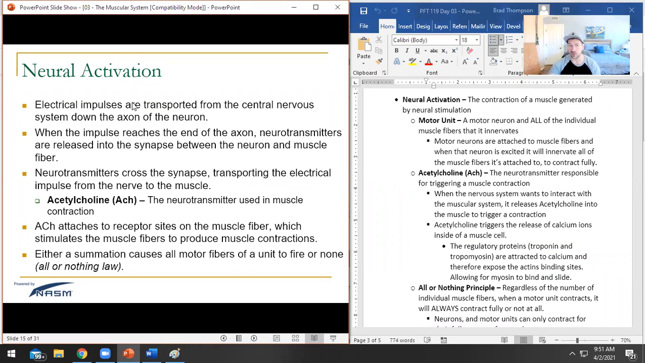But basically during neural activation, an electric impulse will be transmitted down your nervous system. Okay, so it'll start in my brain, travel down my spine, work its way into my peripheral nervous system, travel across, and then get to the very end right as it's about to zap a muscle. So it'll travel down the axon of a neuron, and when it reaches the end, it will use neurotransmitters, these little chemicals that'll be released in the gap between the neuron and the muscle fiber.